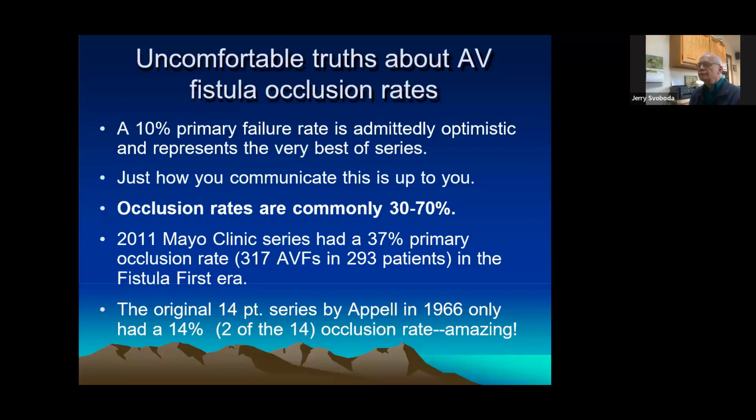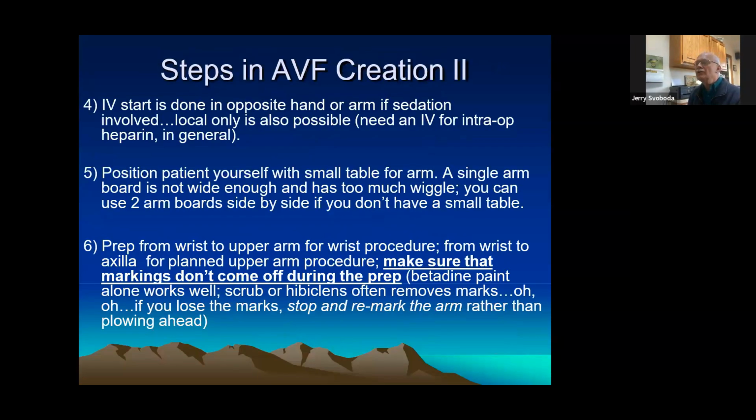An IV start is done in the opposite arm or hand once you know which arm you're going to be operated on. You may need that for intraoperative medicines, but most commonly for intraoperative heparin. In the fistula camps in the past, we have also given intravenous antibiotics. This is not done in the States for AV fistulas, but it is done for prosthetic grafts.